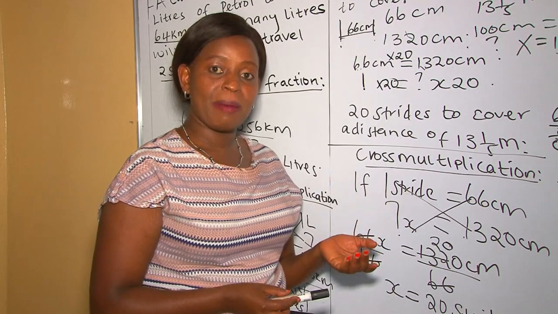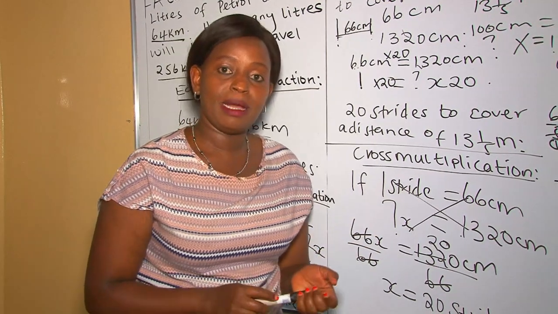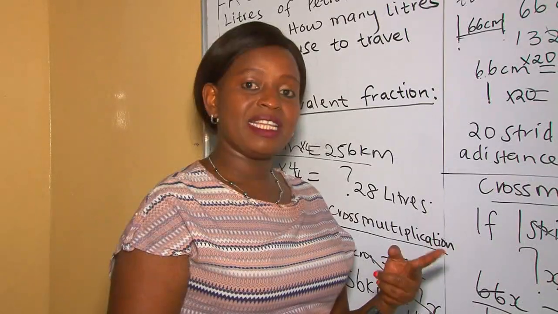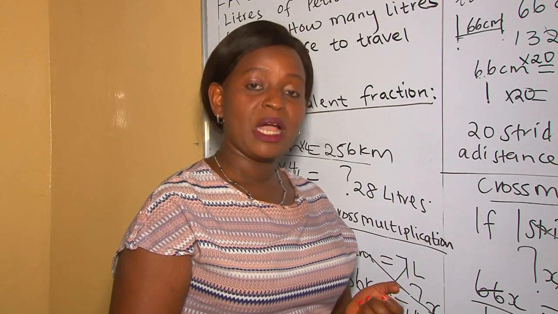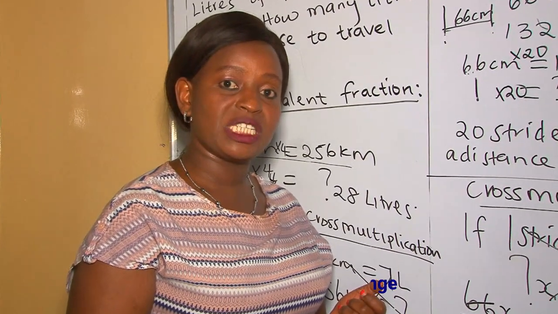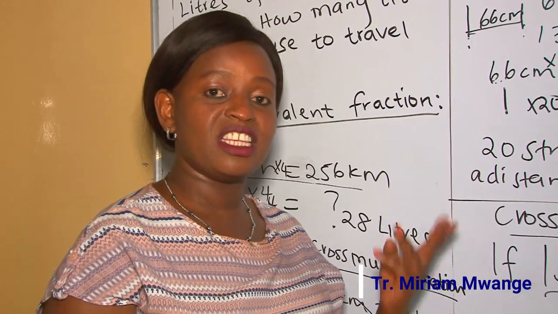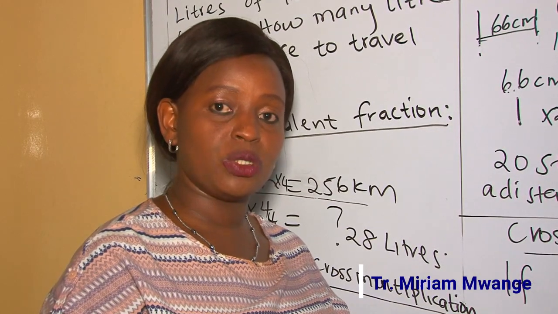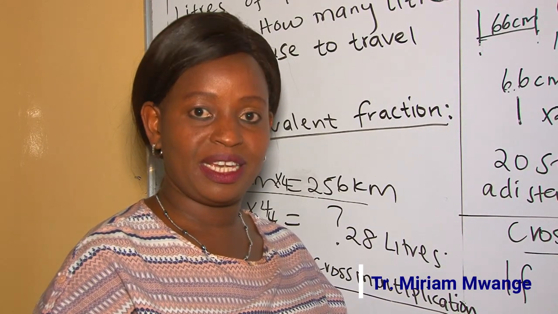So let's have a summary for today's lesson. We have learned about direct proportion, and we have learned the two methods that are normally used when working out questions dealing with direct proportions. These are equivalent fractions and cross multiplication.